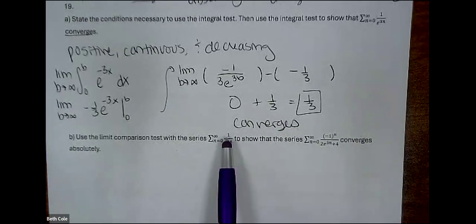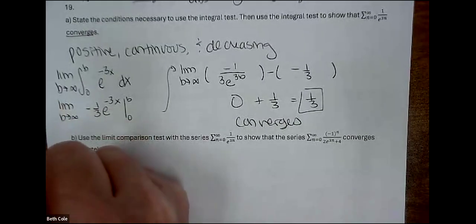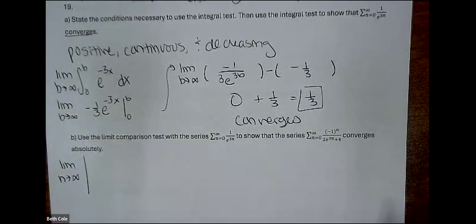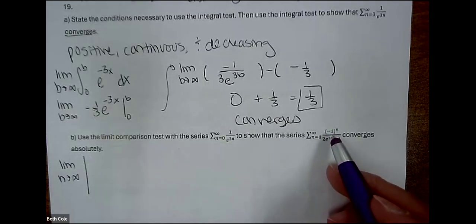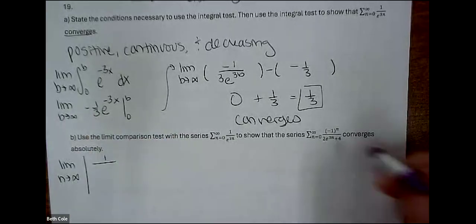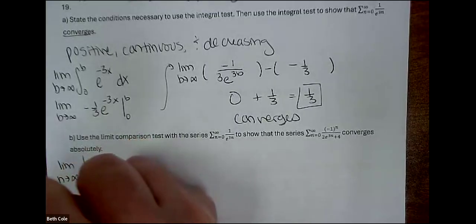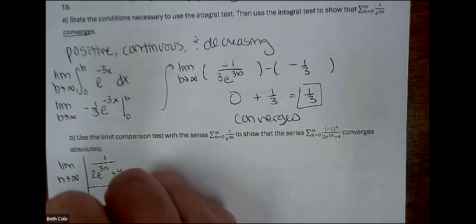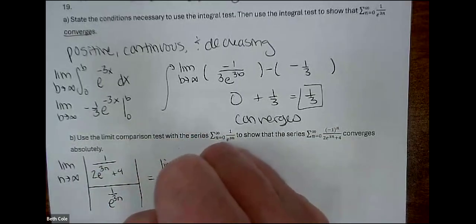So we want to show that this converges absolutely. So we're going to do our limit comparison test. We already showed this one converged. That's what we did in part A. It doesn't really matter which one goes in the numerator, which one goes in the denominator, and we're absolute valuing it. So this is just going to be 1 over 2e to the 3n plus 4, and then over the one we're comparing to. So they're kind of just telling you what to compare to.